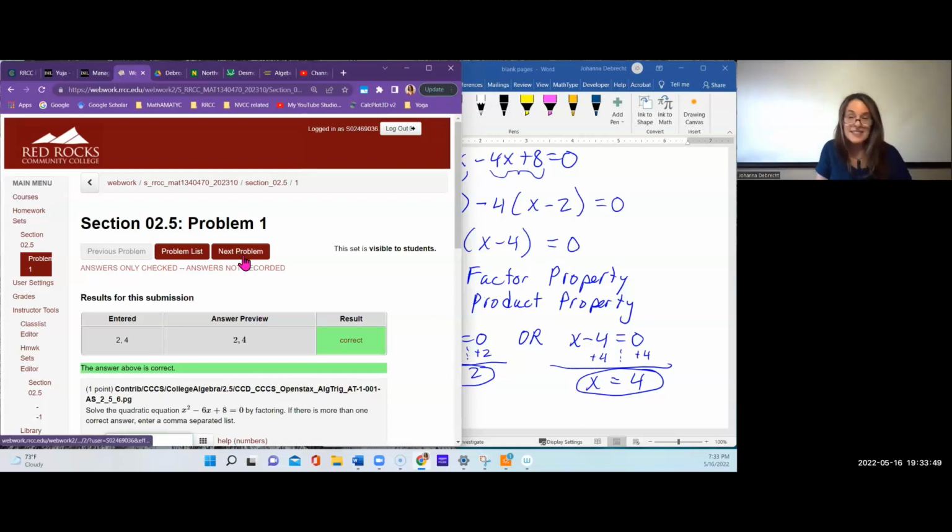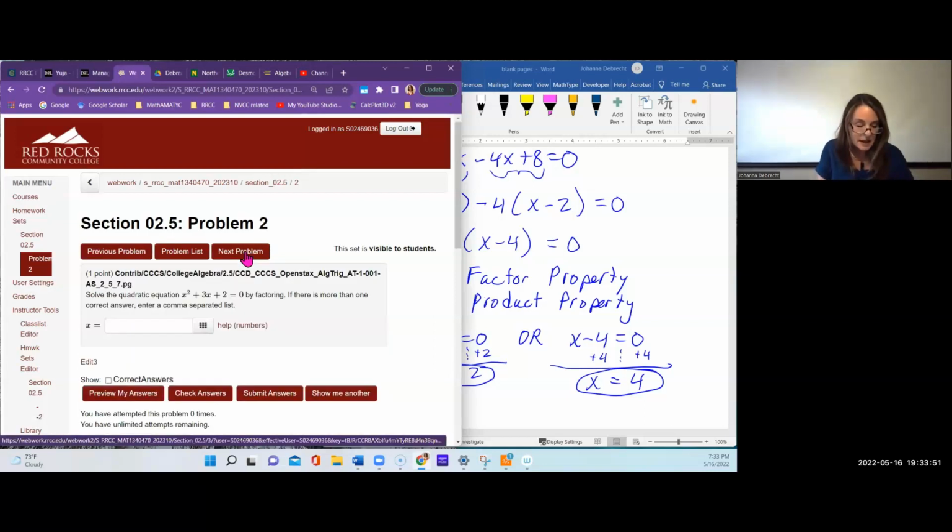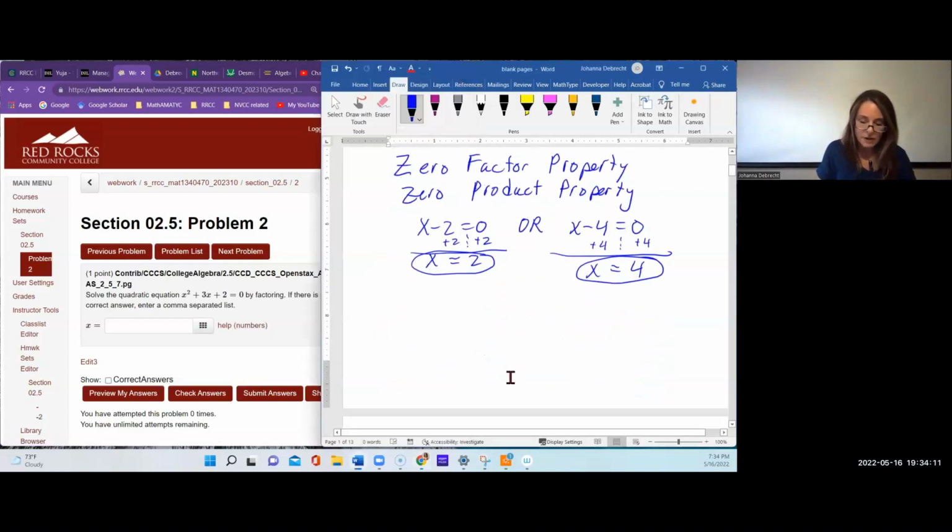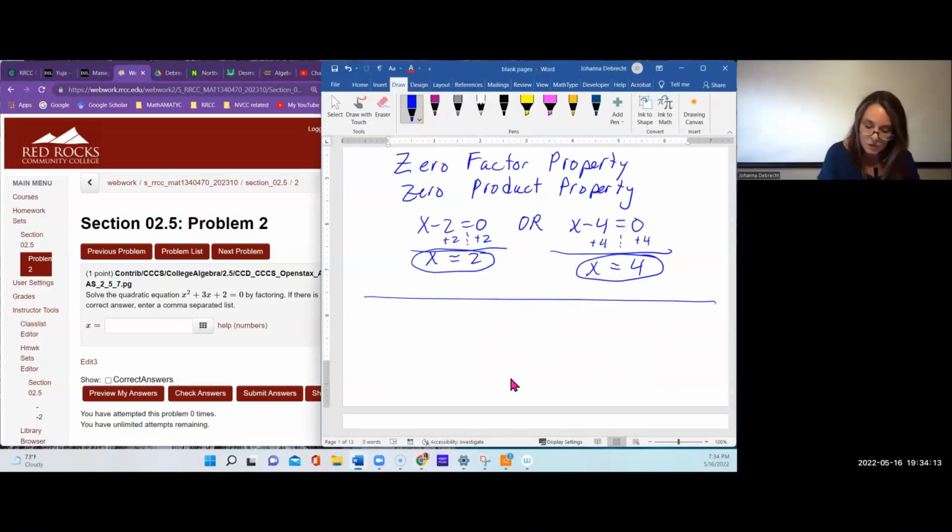All right, let's take a look at the next problem. It's also a solve the quadratic equation by factoring problem. Again, if there's more than one correct answer, which there often is when we're dealing with quadratics, then you want to enter it into a comma-separated list. Let's take a quick look at this one, and let's do it using the trial and error method. Put your long vertical bar or horizontal bar between the problems and copy down the problem in case you copy it wrong.